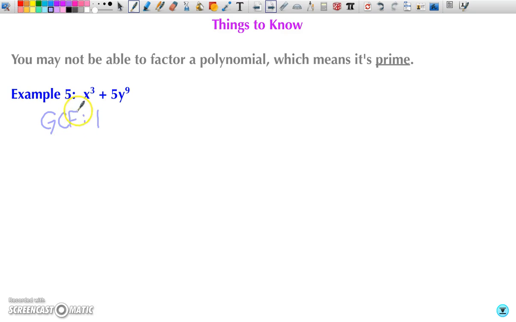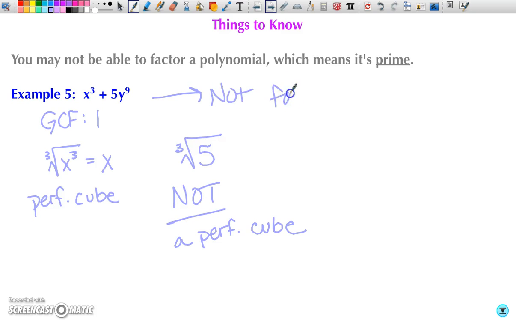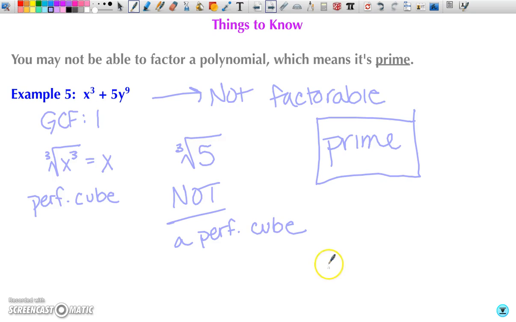Second is, do we have perfect cubes? Well, for the x cubed we do. We can do the cube root there and get x, so that's a perfect cube. But as we move into this one, where we try to do the cube root of 5, that is not a perfect cube. So we can't take out a GCF. It's not a perfect square. It's not a perfect cube. So there's absolutely nothing we can do. It is not factorable, and anytime that you say that something is not factorable, that means that it is prime. So that's what you would write, that it's prime.